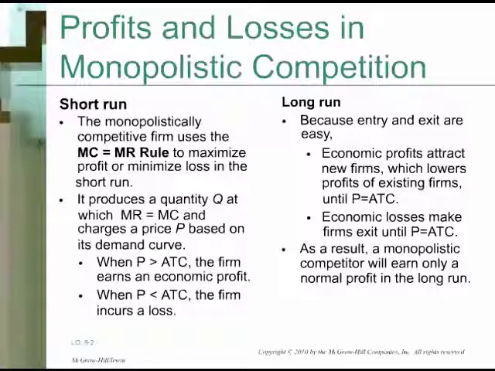In the long run, because entry and exit are easy, economic profits attract new firms, which lowers profits of existing firms until price is equal to average total cost. Economic losses make firms exit until price is equal to average total cost. As a result, a monopolistic competitor will earn only a normal profit in the long run.